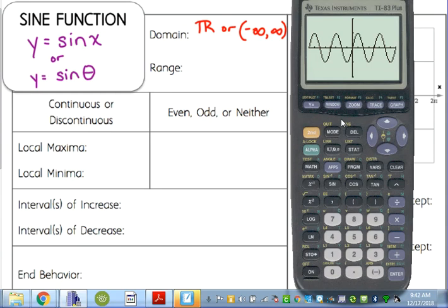Yes, there is. Okay, we never go below -1. How about a maximum? Yes, we never go above +1. So our range, we can write it either like this: -1 is less than or equal to our y, which is less than or equal to 1, or in interval notation, that would be -1 to 1 with brackets, because we do hit -1, we do hit +1.